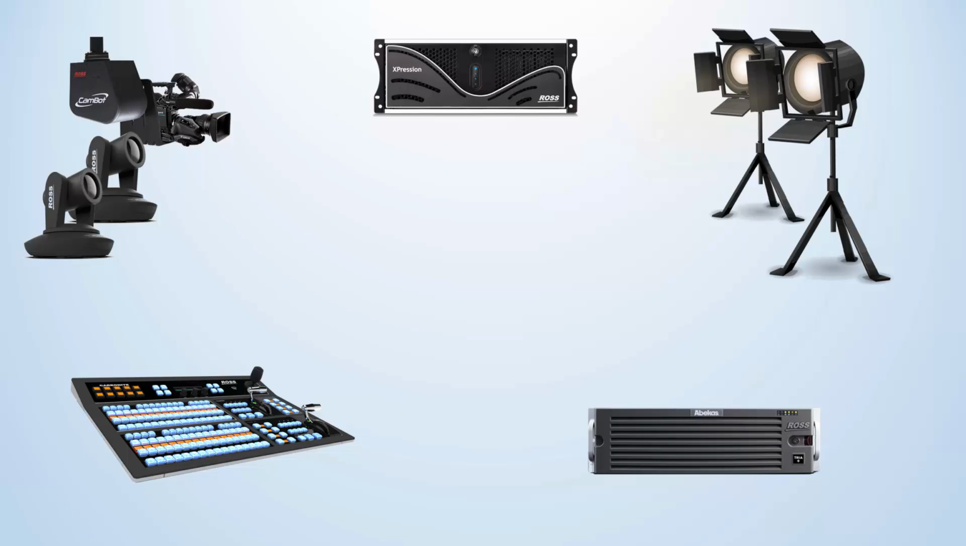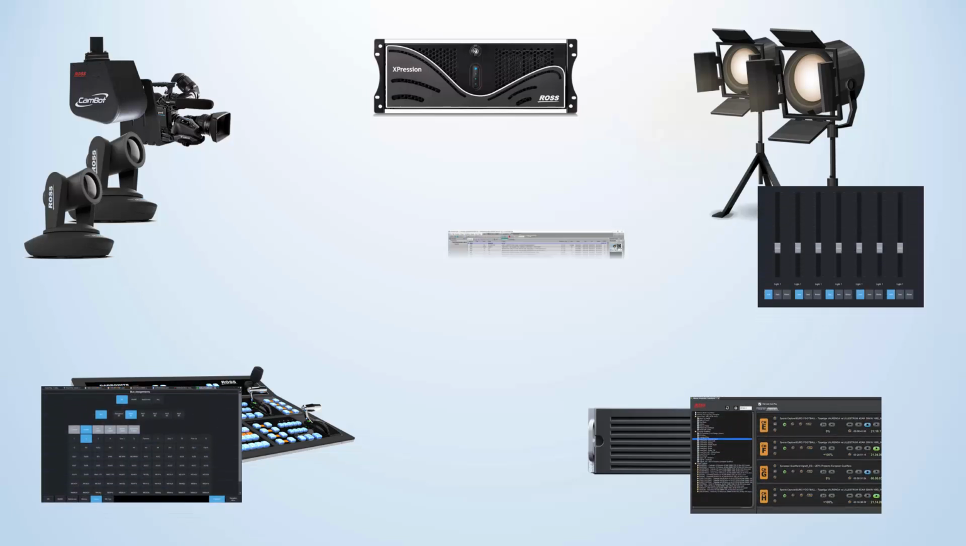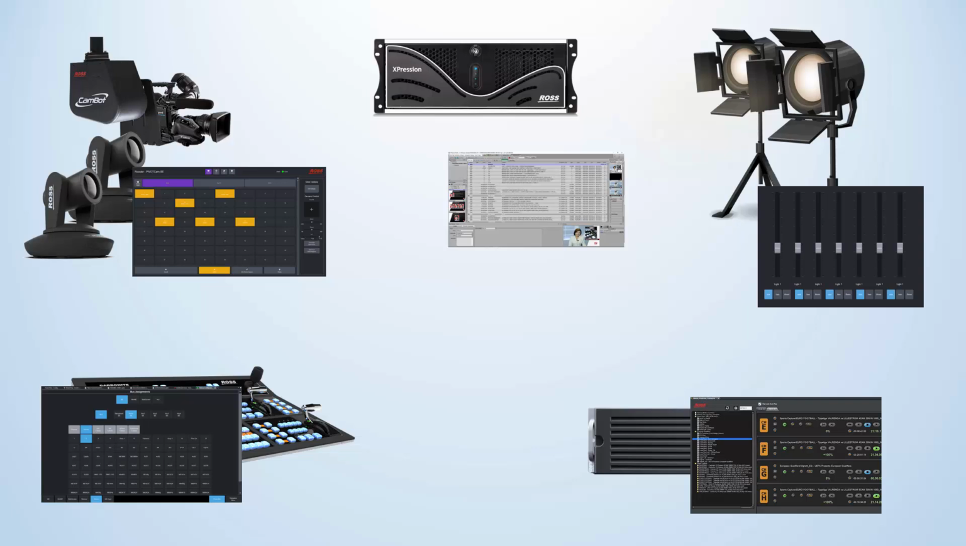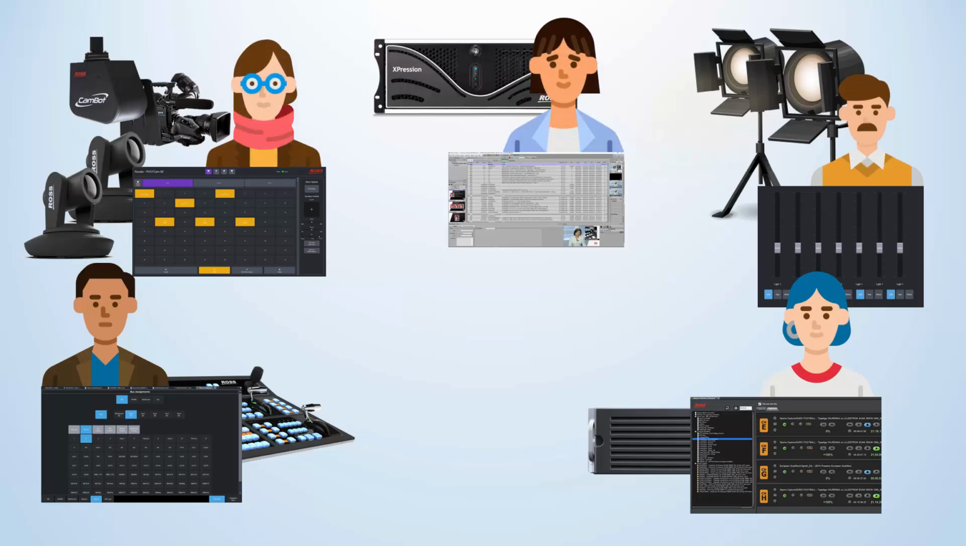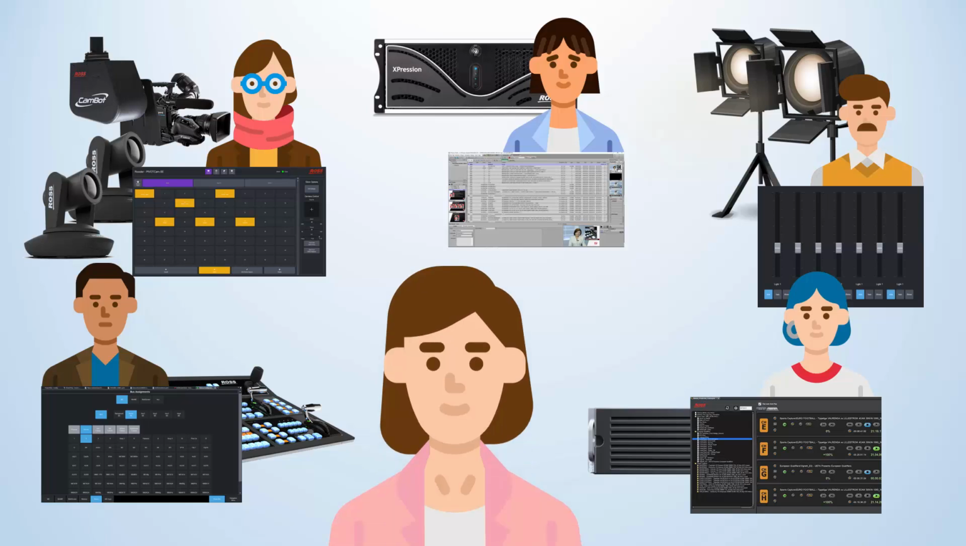Now, each of these pieces of equipment have their own user interface, basically their own software to control it during a broadcast. And since the broadcast is live, you probably need a different person to control each of those interfaces. It's really hard to switch between interfaces in real time when you need split-second accuracy. And since there's so many people, you probably also need a director to coordinate everyone's efforts.